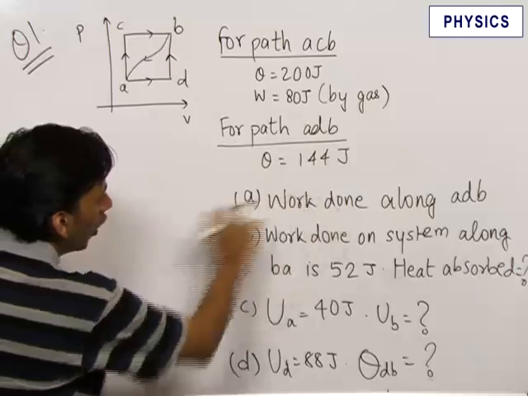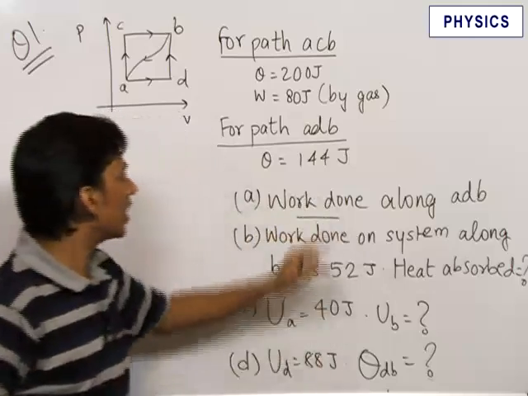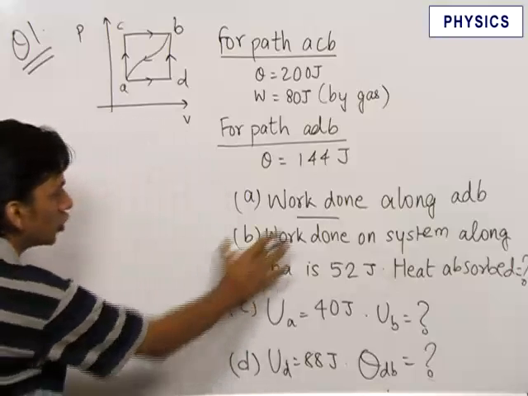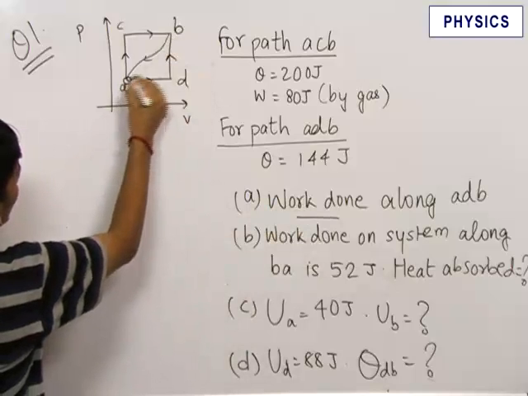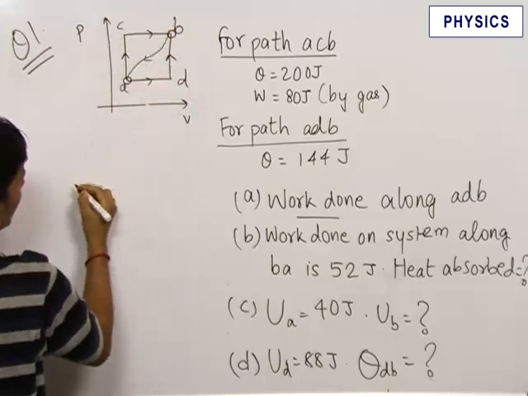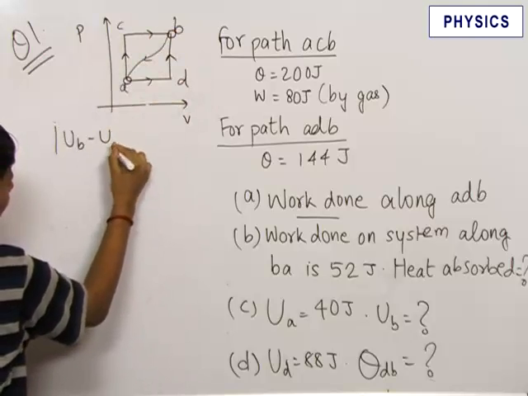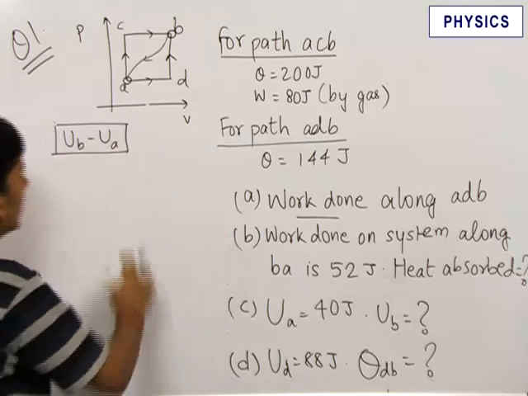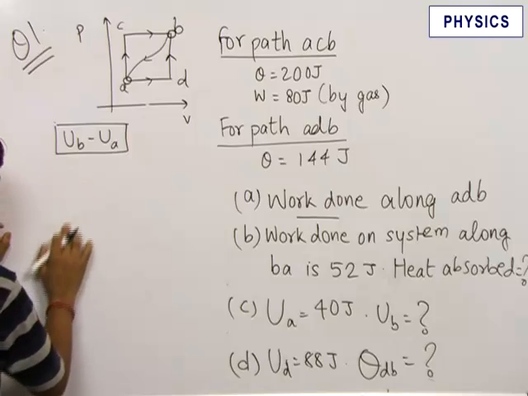So work done along ADB. Whenever you've been asked work done, if nothing is mentioned, it means work done by a gas. Even when the work is given, in physics it means work done by the gas if it is not mentioned. So for the path ADB, we see that for going from A to B via the path ACB and via the path ADB, the change in internal energy of the gas will be the same. This is because internal energy is a state function, due to which it will depend only on the initial and the final states. Therefore, the change in internal energy of the gas is constant.